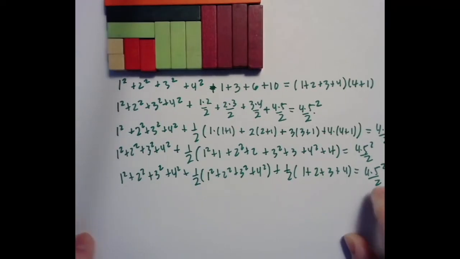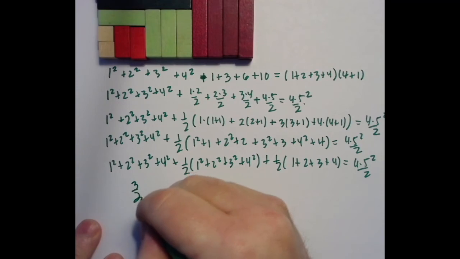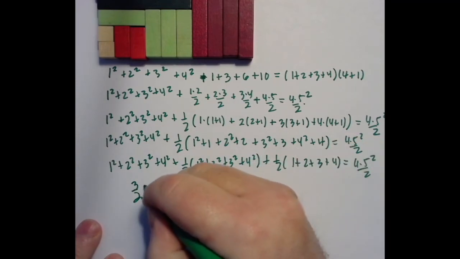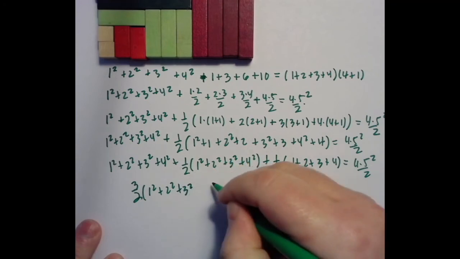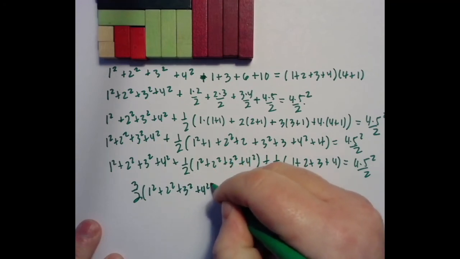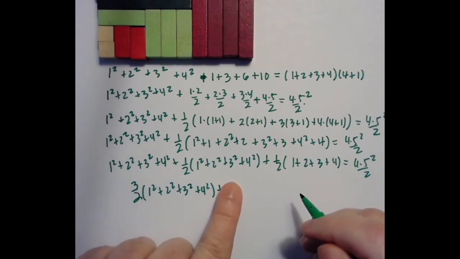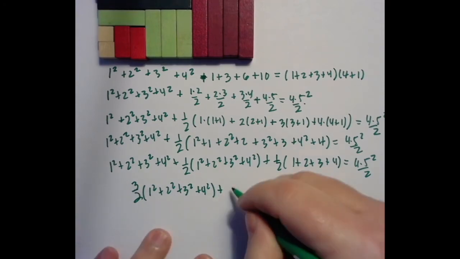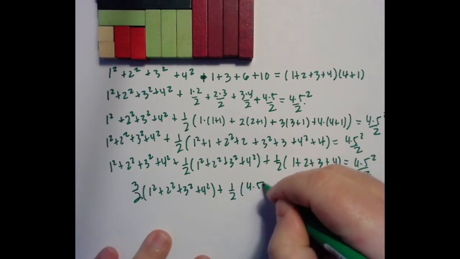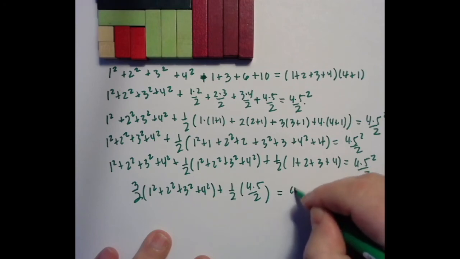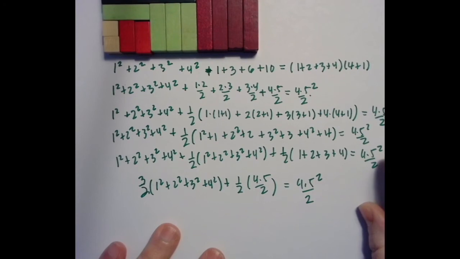All right. Now these two I can combine together to give me 3 halves. 1 squared plus 2 squared plus 3 squared plus 4 squared. And now this one I can write as 1 half. And of course that's just 4 times 5 over 2. And this is 4 times 5 squared over 2, because that hasn't changed.